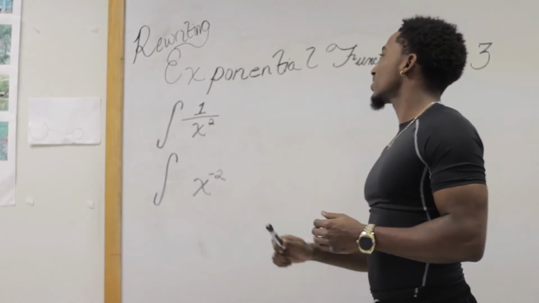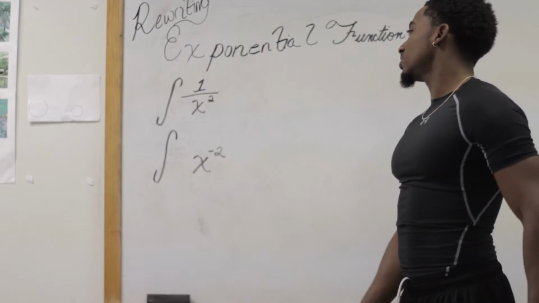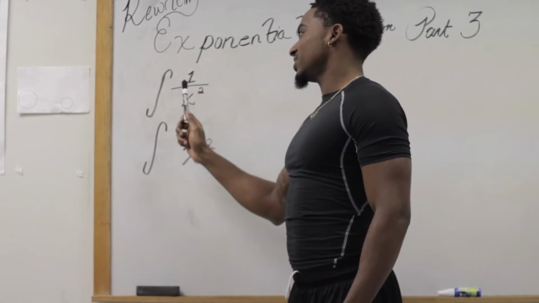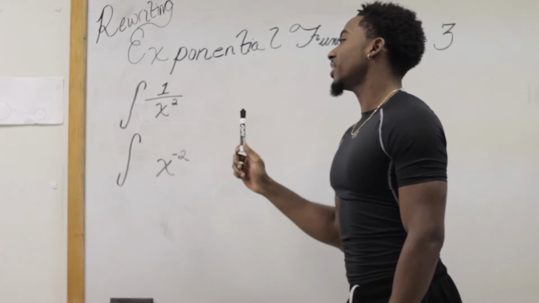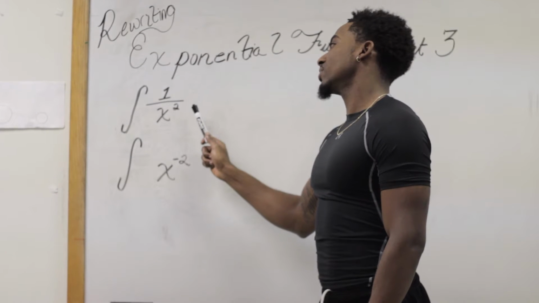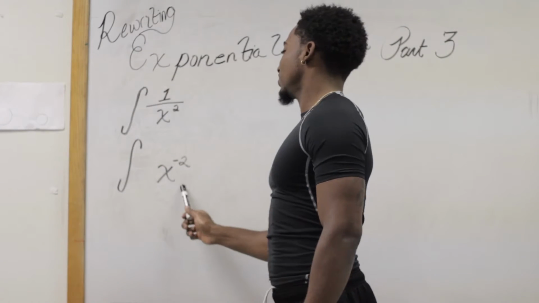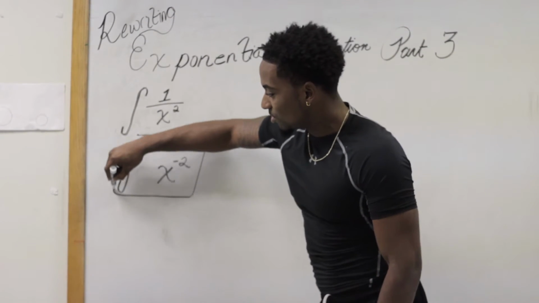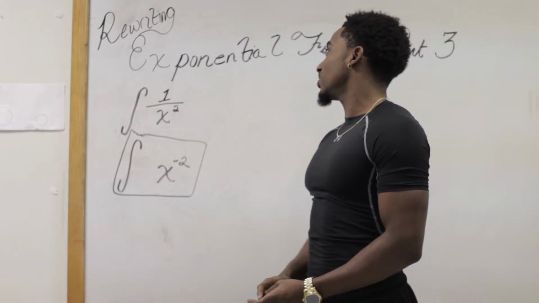So today's part 3 of Calc 1 review is rewriting exponential functions. You have your example problem, which is the integral of 1 over x squared. To rewrite it, you're going to take the x squared and bring it to the top, and whatever the exponent sign is, you're going to make it negative. So down here is the answer of how you rewrite it. All you're doing is bringing this to the top, changing your sign, and that's how you rewrite exponential functions.